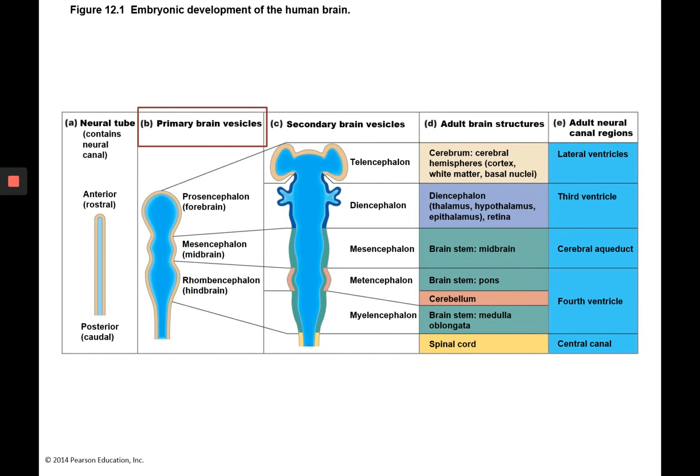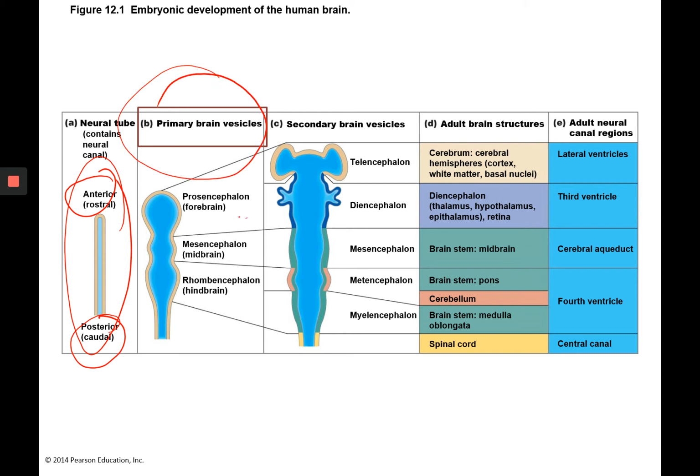So here we can see the neural tube, really simple. It has a front and a back. Then we start to see brain swellings, or the primary brain vesicles develop: the prosencephalon, mesencephalon, and rhombencephalon. The mesencephalon will remain unchanged and will eventually become the midbrain. The prosencephalon breaks down into secondary brain vesicles, the telencephalon and diencephalon, and the rhombencephalon will become the metencephalon and myelencephalon.